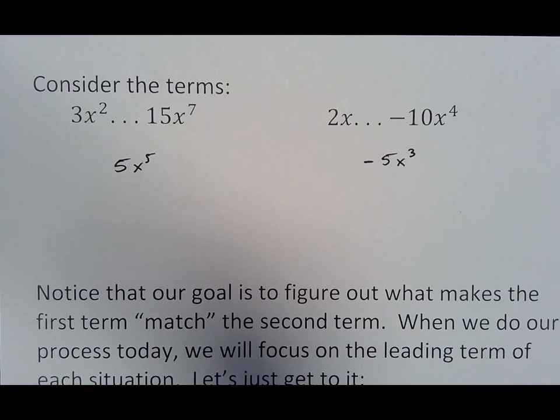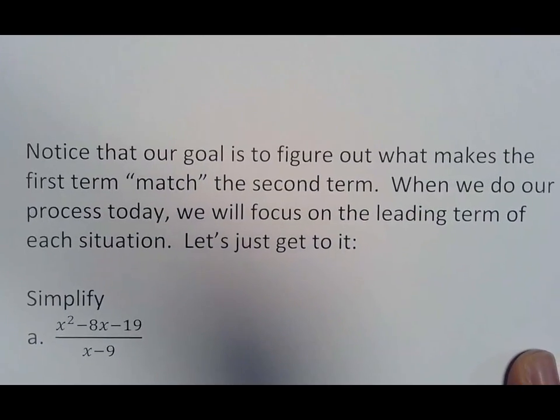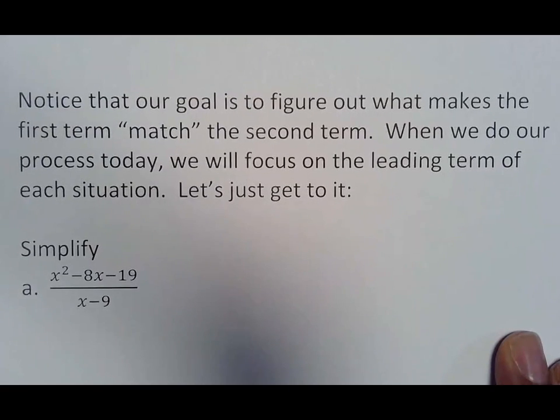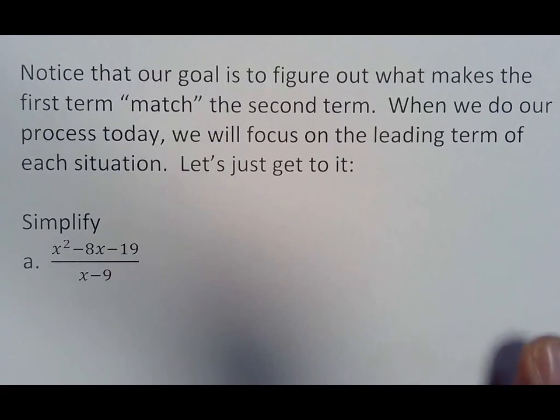That is it. If you can do that, then you are 60% ready for long division, because for the most part, the other 40% comes out of just practice and messing up and figuring out what you did wrong, because it's really not that bad. You just have to practice it and actually trust the system instead of trying to figure out if there's an easier way, because there is no easier way for that. So notice our goal is to figure out what makes the first term match the second term.